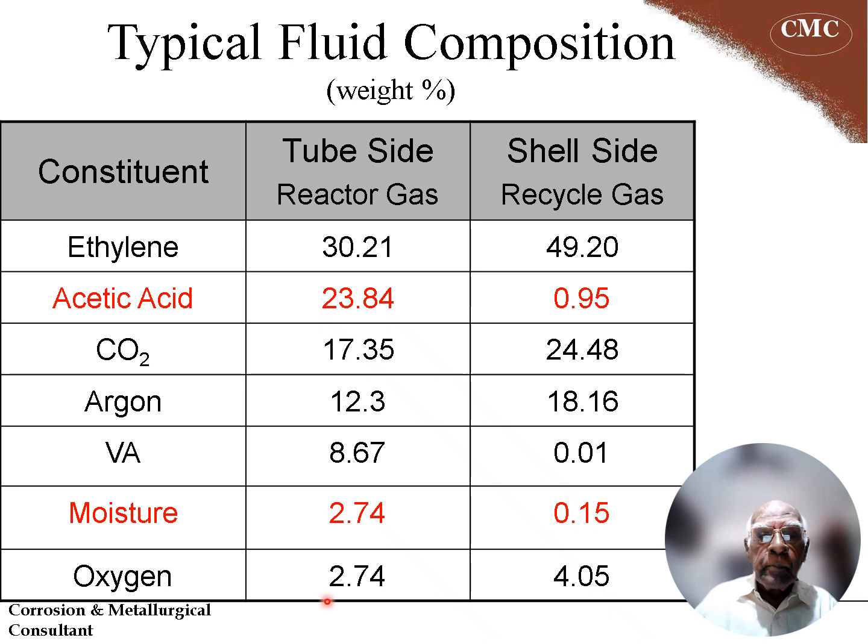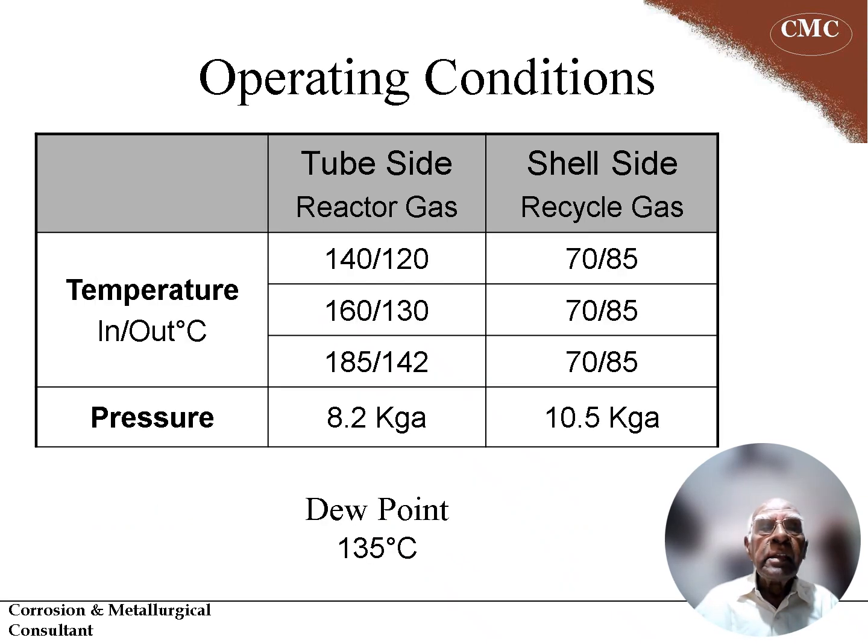So what is happening here? The moisture content is increasing. That is where the design purpose comes in; we will come to the design point. So these are the two most important factors: the acid with moisture at a certain temperature. The temperature we'll see later, as you have seen in the second slide, the operating conditions. Here are the operating conditions. The tube side is where the reactor gas comes in, at three different locations. It comes in at a higher temperature and gets cooled to a lower temperature.